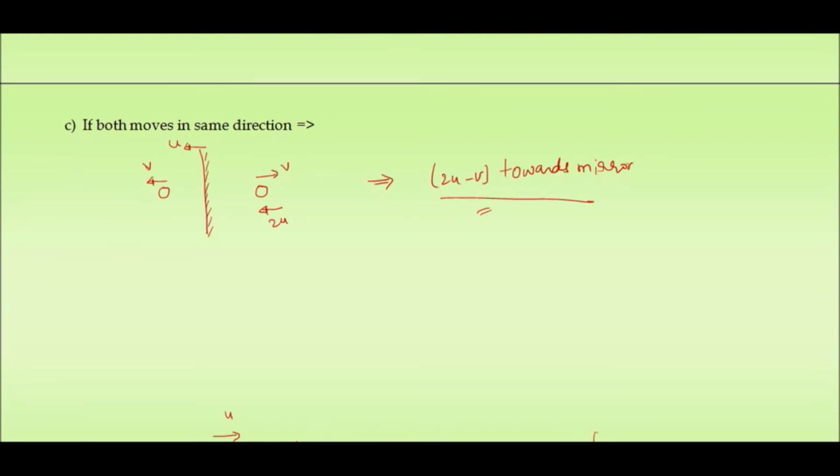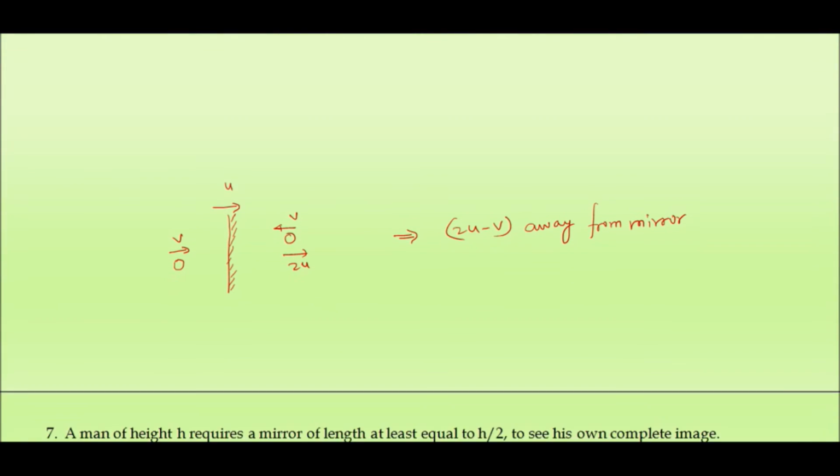Now we will see the fourth case, when the object is moving with velocity v towards the mirror, that is towards the right side. This mirror is moving with velocity u towards the right side. Then we will see the effect. The image will move with velocity v towards the mirror, and due to the movement of the mirror, it will move with velocity 2u away from the mirror. So the net effect is 2u minus v away from mirror.